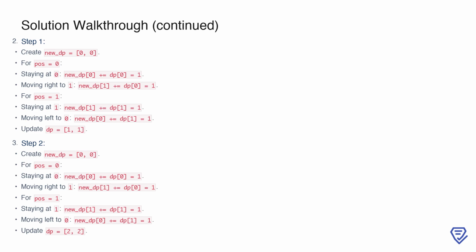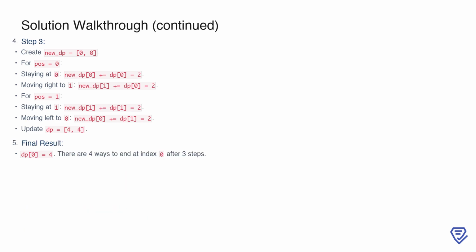For the third step, we again start with a new_DP initialized to [0, 0]. At position 0, staying at 0 adds 2 to new_DP[0], and moving right to 1 adds 2 to new_DP[1]. At position 1, staying at 1 adds 2 to new_DP[1], and moving left to 0 adds 2 to new_DP[0]. This gives us final DP values of [4, 4], indicating there are 4 ways to be at each position after 3 steps.